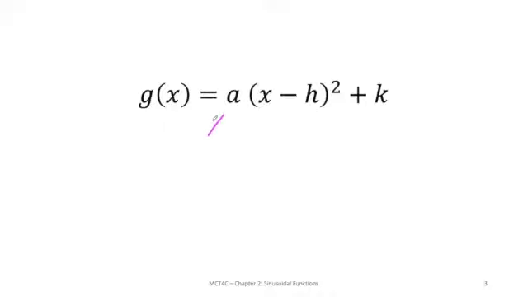This A out front is our vertical stretch or compression. Okay, so it's going to make your graph look tall and skinny or short and narrow.